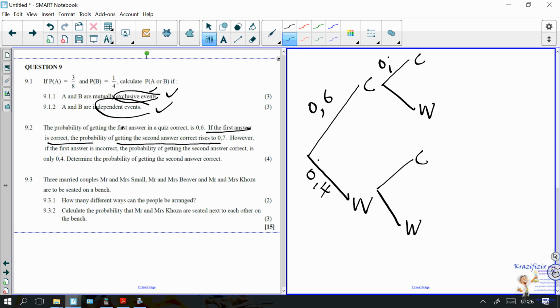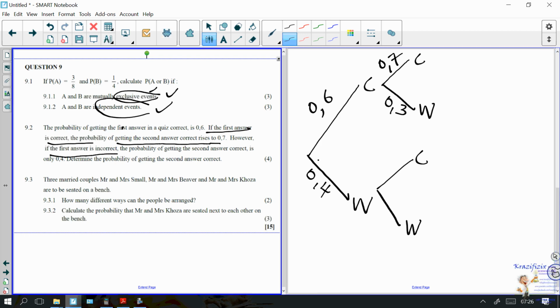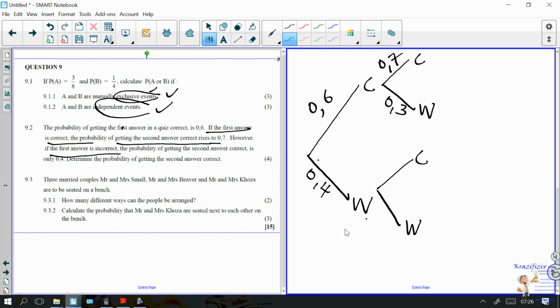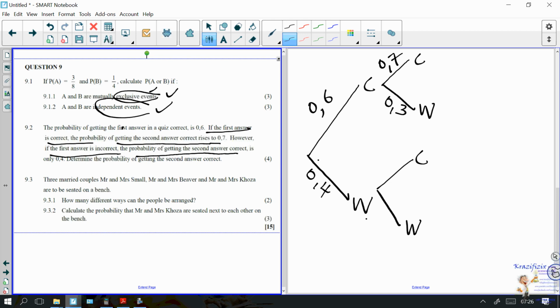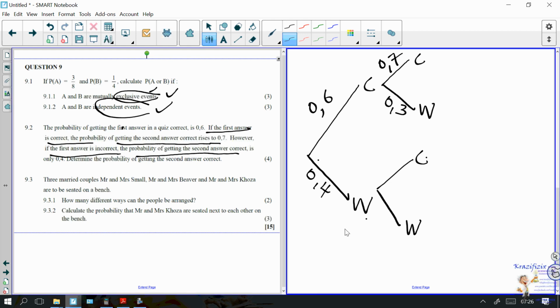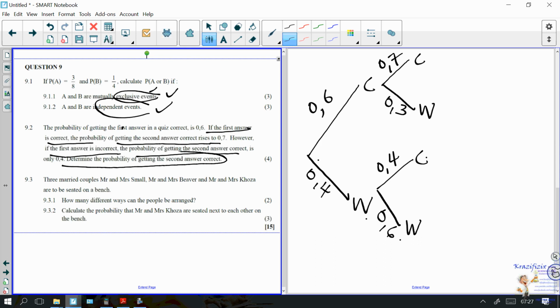So second answer correct, 0,7. Automatically, this becomes 0,3. However, if the first answer is incorrect, which is wrong, the probability of getting the second answer correct, I'm dealing with correct, is 0,4. So this is 0,4 and 0,6. What is the probability of getting the second answer correct?